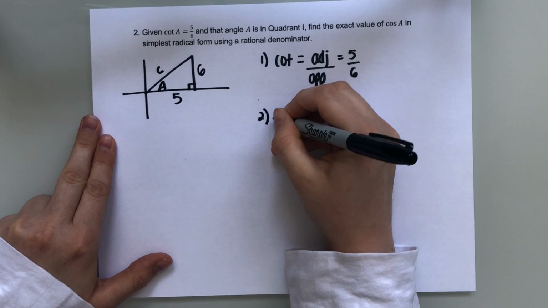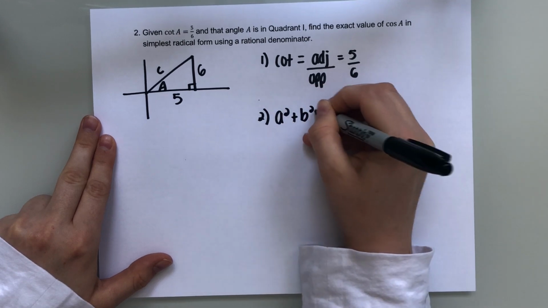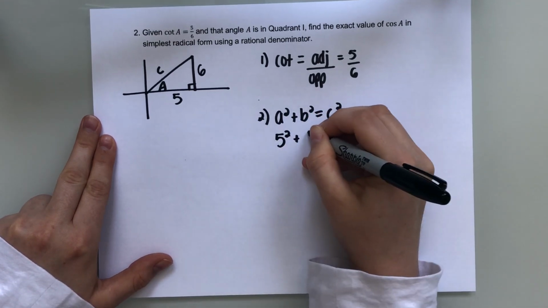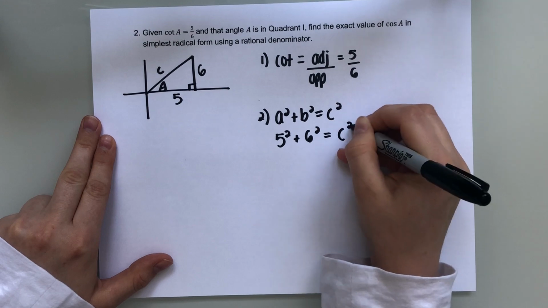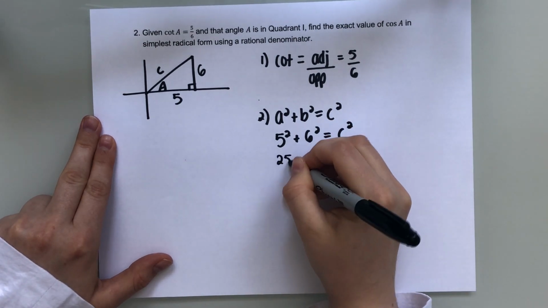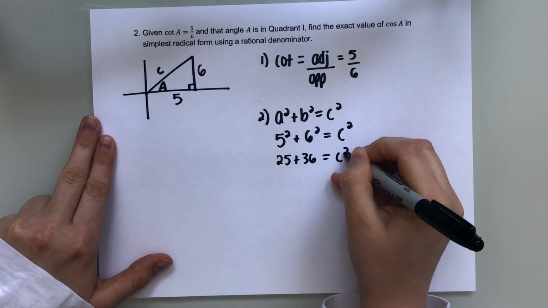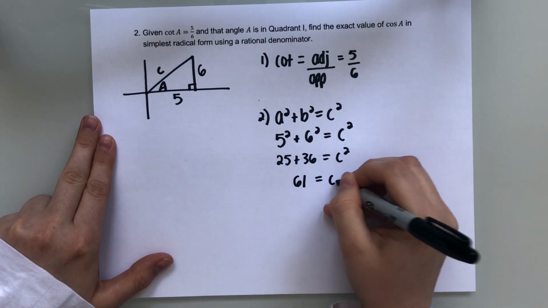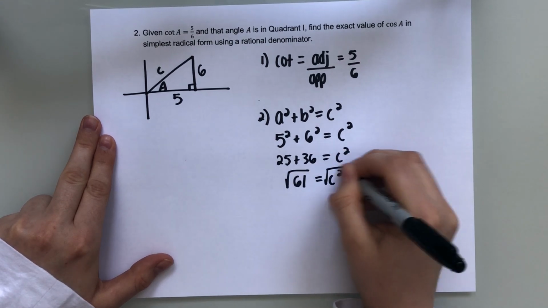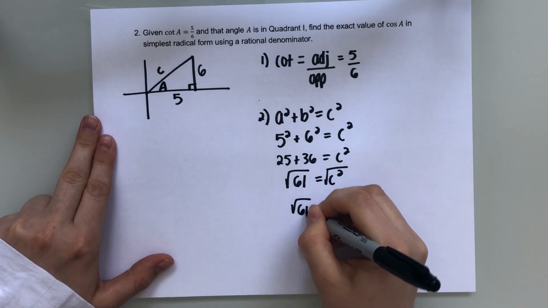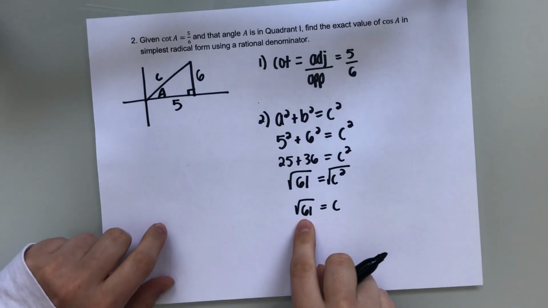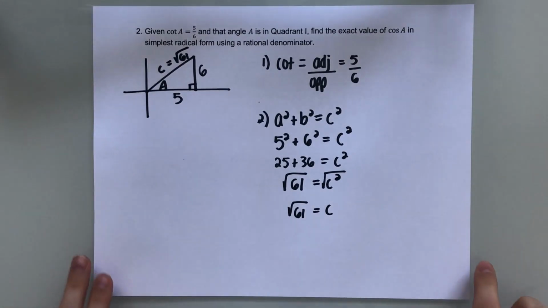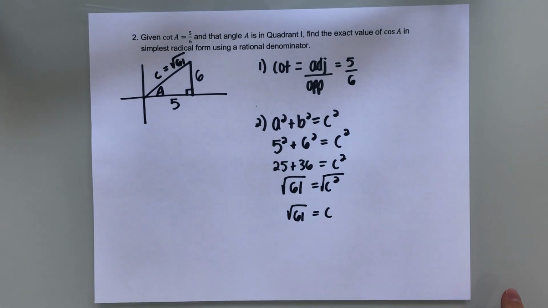So let's use the Pythagorean theorem. A squared plus B squared equals C squared. We have the legs of our triangle, so we're gonna have 5 squared plus 6 squared equals C squared. We wanna solve for C. 25 plus 36 equals C squared. And then this will get us to 61 equals C squared. We can square root each side. So square root 61 equals C. And sometimes you will get a radical for one of the sides of your triangle. That's fine. So I'm going to fill that in on my picture. So I now have all 3 sides of my triangle.